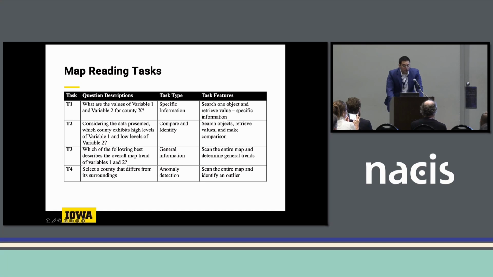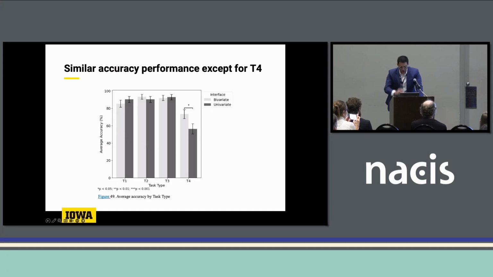Our 2 main performance metrics were really just accuracy and efficiency, so response time. From an accuracy perspective, both interface groups performed well across all tasks, except for the anomaly detection, where the bivariate static group performed slightly better.